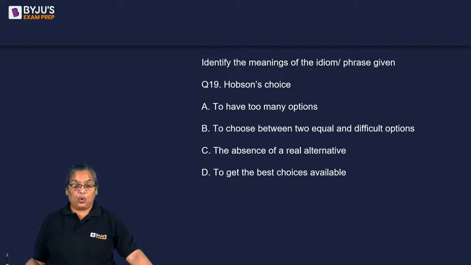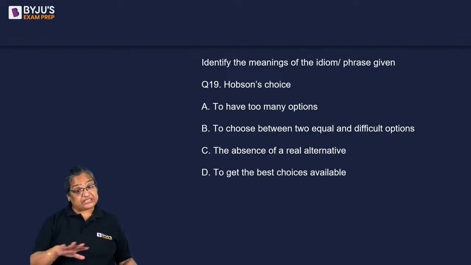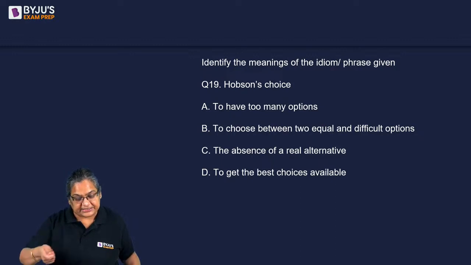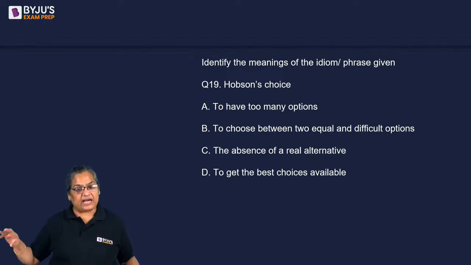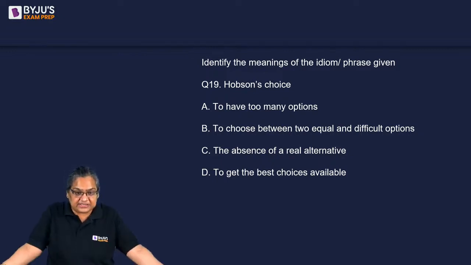What is a Hobson's choice? To have too many choices? Next time I'll give you sentences where you can understand the meaning. I'll do a class only for idioms and phrases, with different ways in which we can ask idioms and phrases. To choose between two equal and difficult options, A or B? Or the absence of a real alternative, or to get the best choices available? What do you think is the meaning of Hobson's choice?